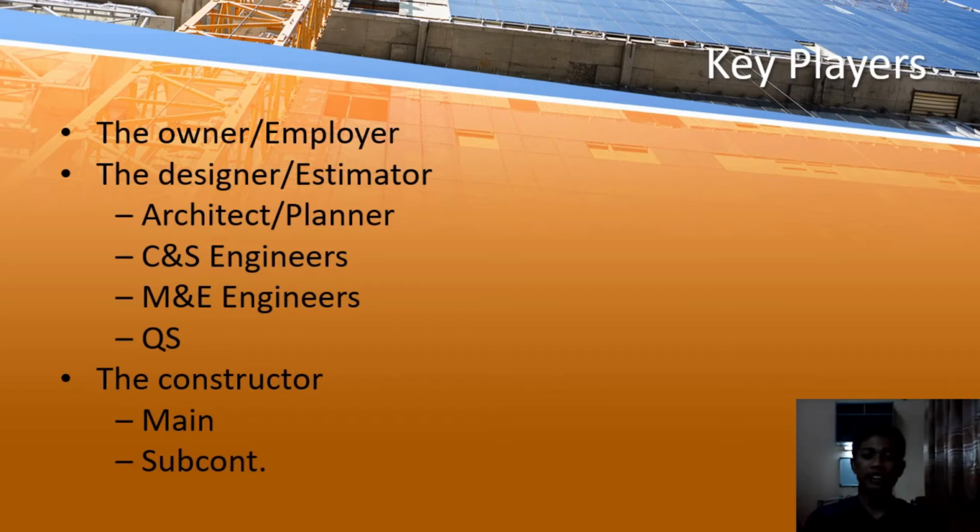The next key player is the contractor. Contractors are divided into two types: type 1 is the main contractor and type 2 is the subcontractor. A main contractor is a person who builds the whole project, one builder. A subcontractor is a person who does a specific work.